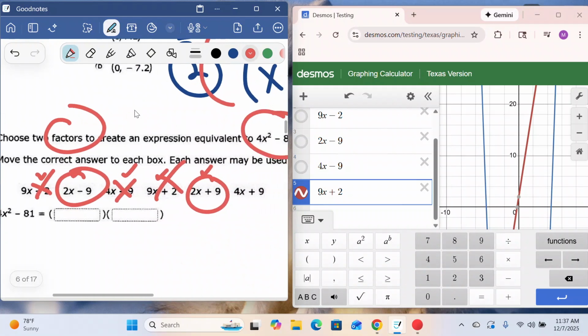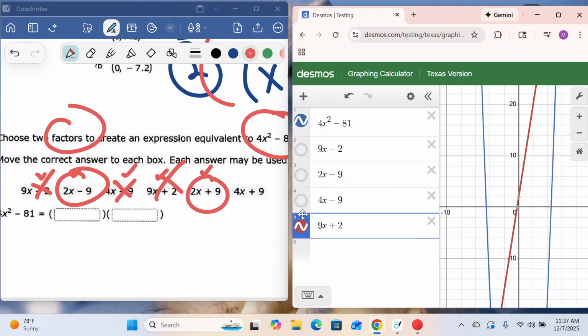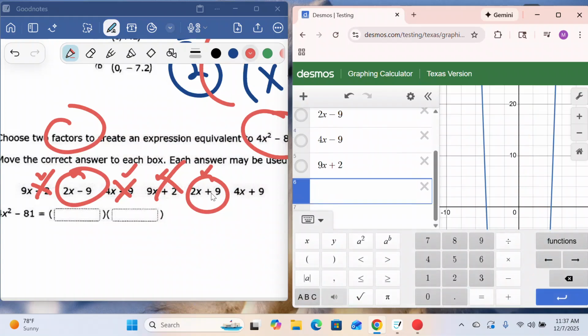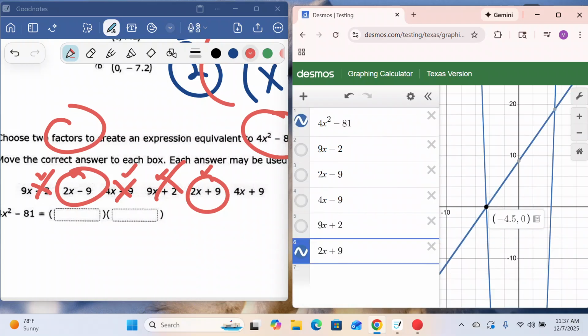Oh wait, I have another one. So then I'm going to go ahead and try the next one, and I can already tell you that this is the correct answer. Why? Because it passes straight through the x-intercept. As long as it passes through the x-intercept, I can drag and drop. Doesn't matter the order. You drag and drop, and those are your answers.